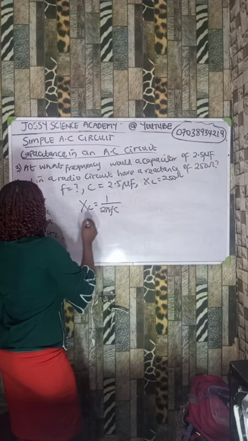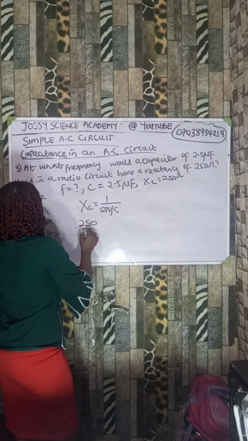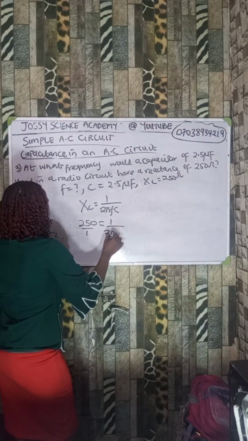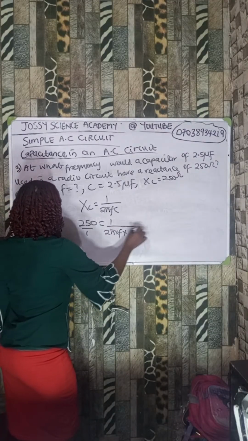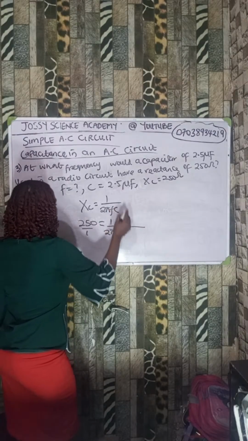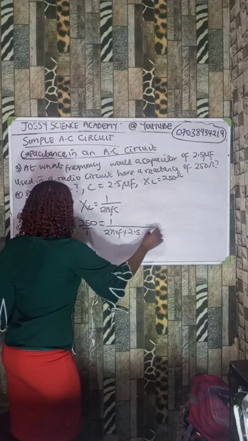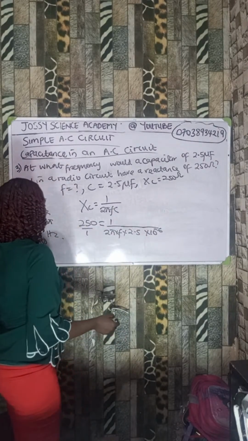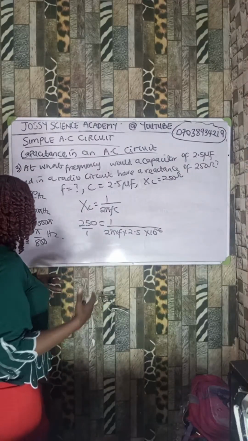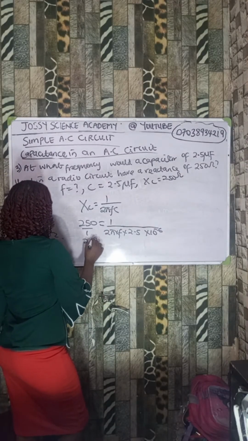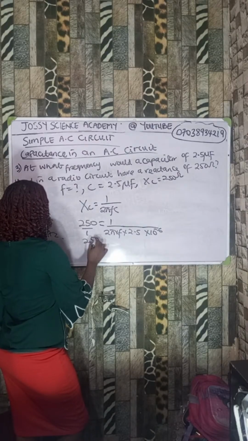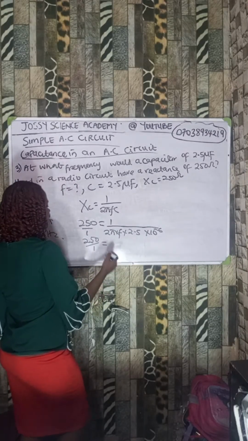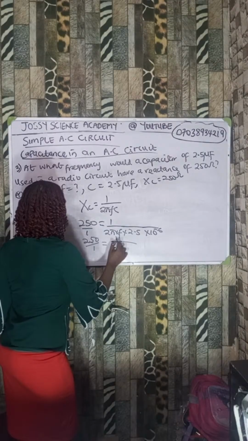So what's my XC? 250 over 1 is equal to 1 over 2 pi times F times the capacitance, which is 2.5. You must remove that micro, and now just multiply by 10 power minus 6. Is that clear? All right, so let's break the calculation down the way you understand. This is 250 over 1. Now it's equal to 2 times 2.5, which is 5. So this is 1 over 5.